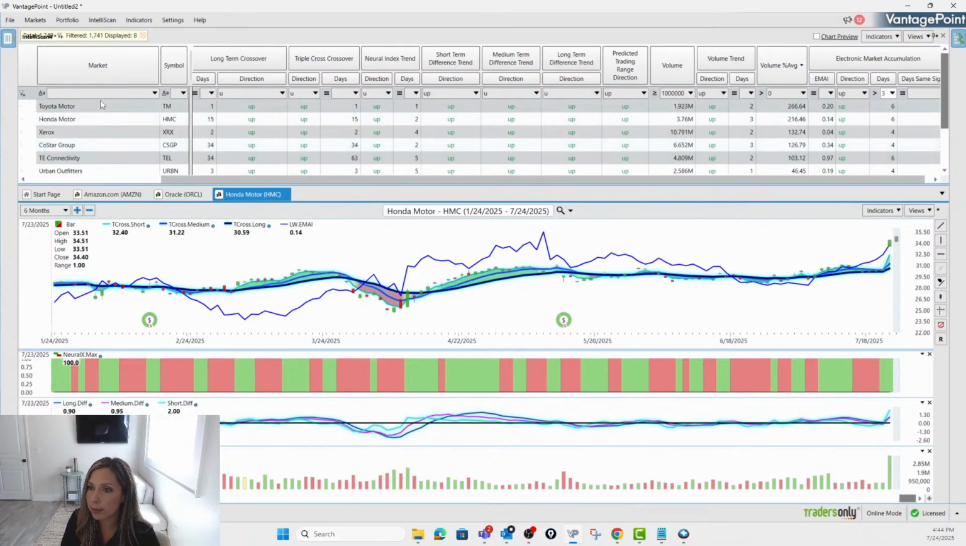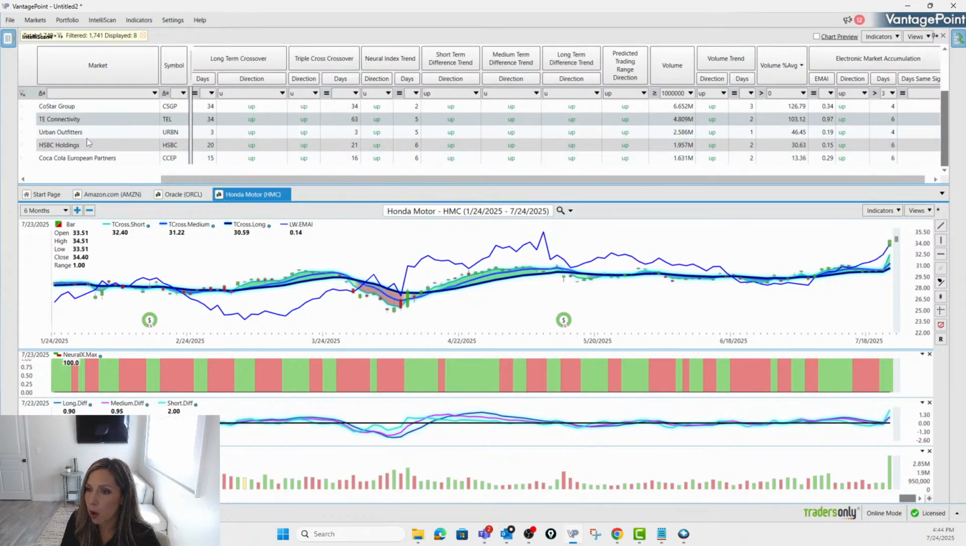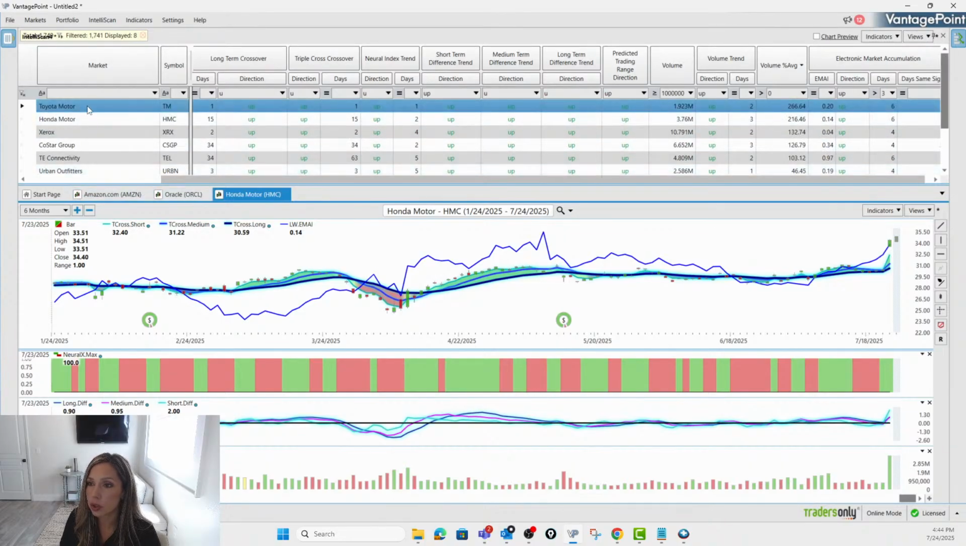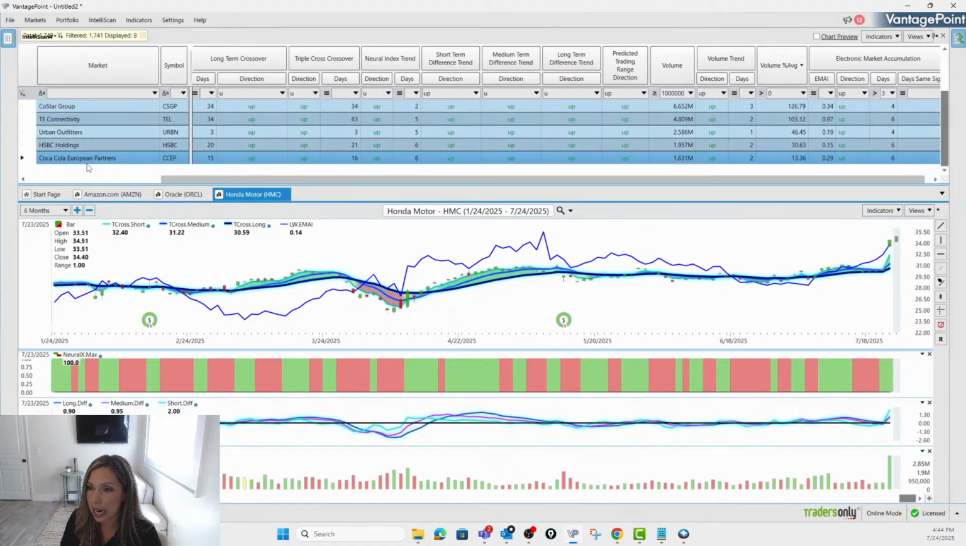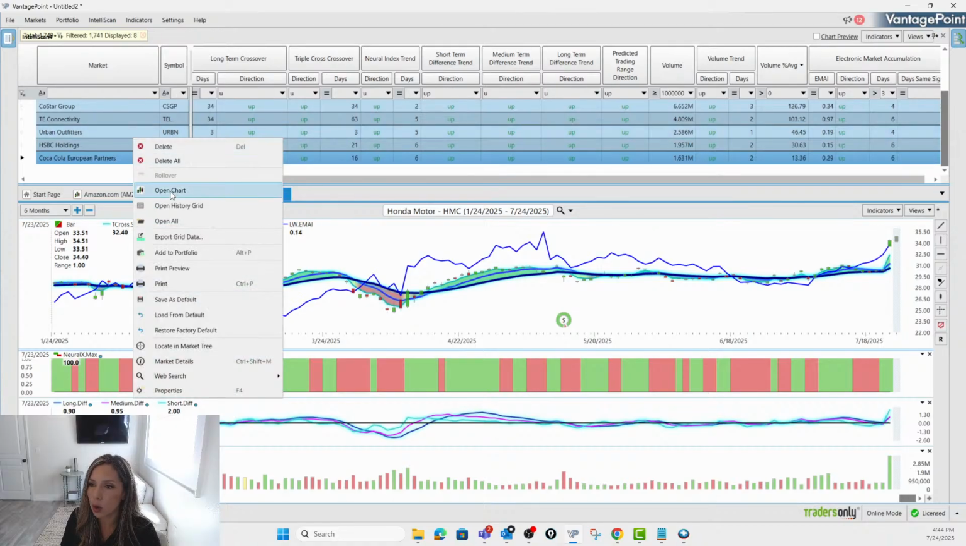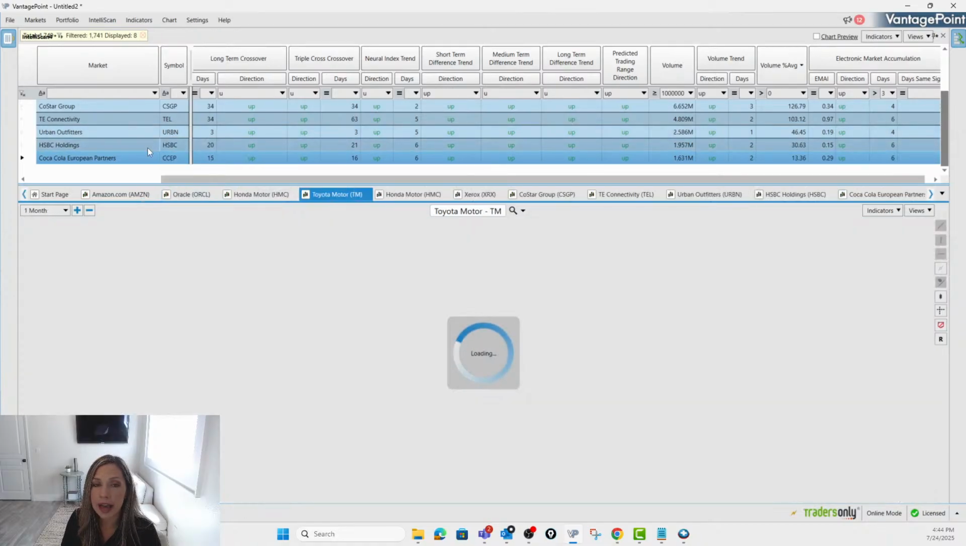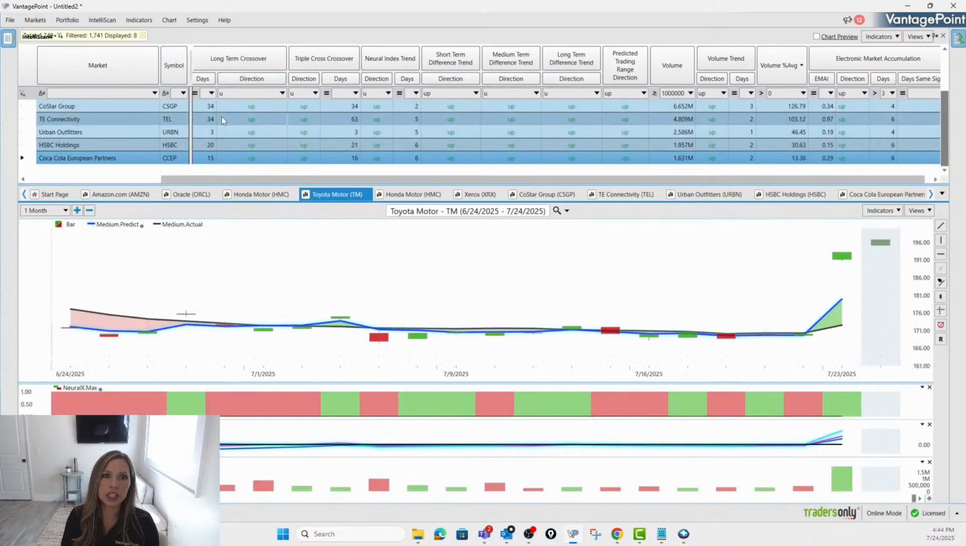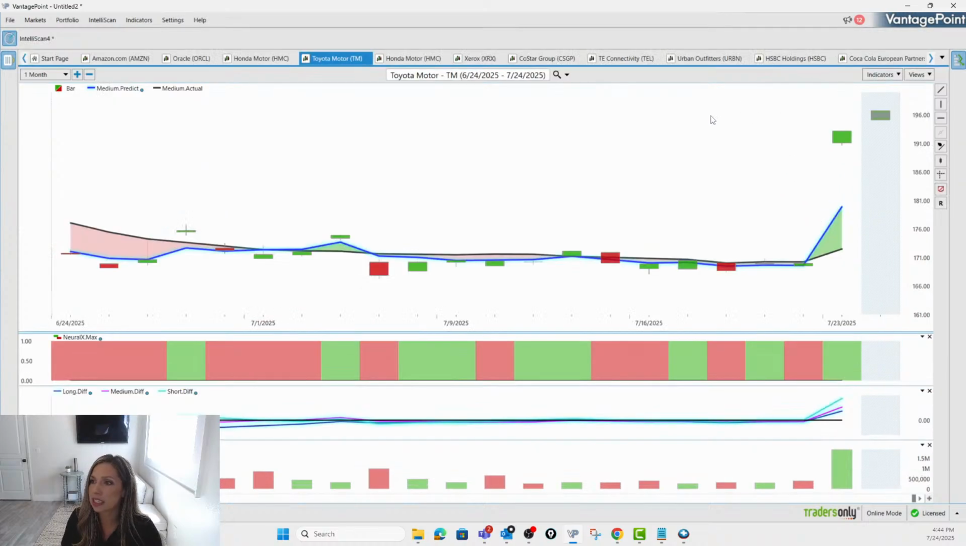I am going to open up some of these markets as well. You can open up all of these at one time if you want to. You could in fact just scroll down and highlight them all. This is just a little shortcut, right? And then just right click and open chart. It's really that simple. Now our scan has done its job. Thank you, IntelliScan, right? And then we will just go ahead and minimize that IntelliScan so we can see the charts on a much bigger basis here.